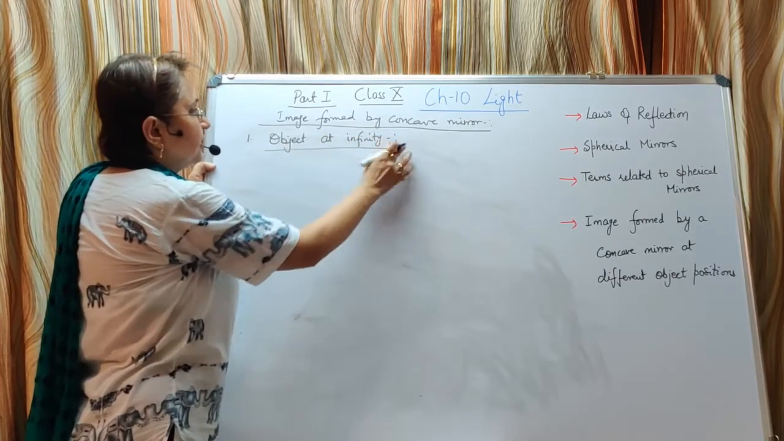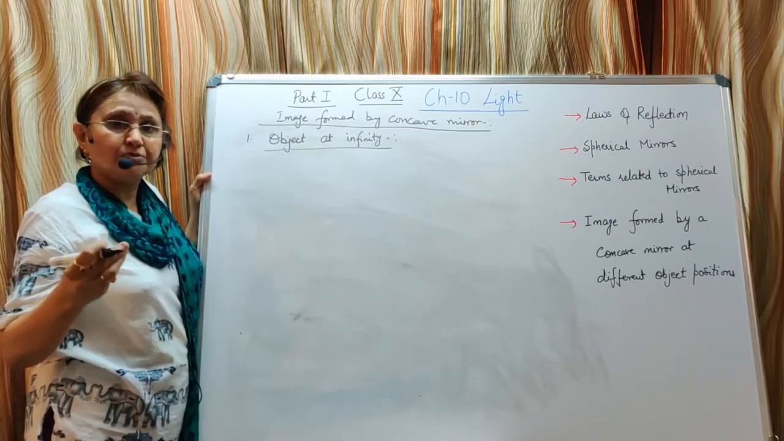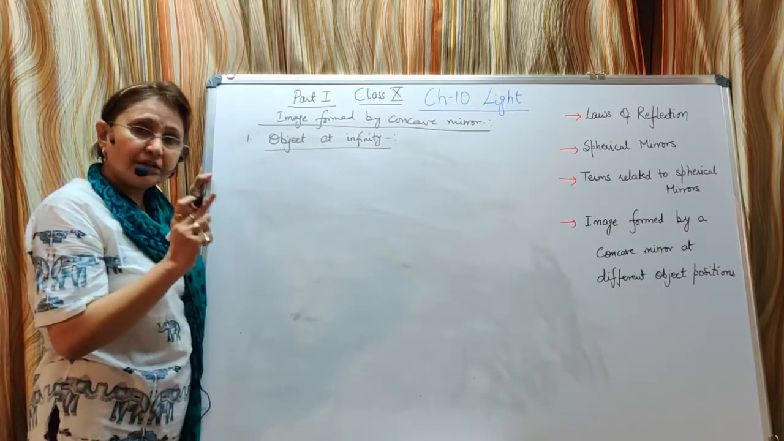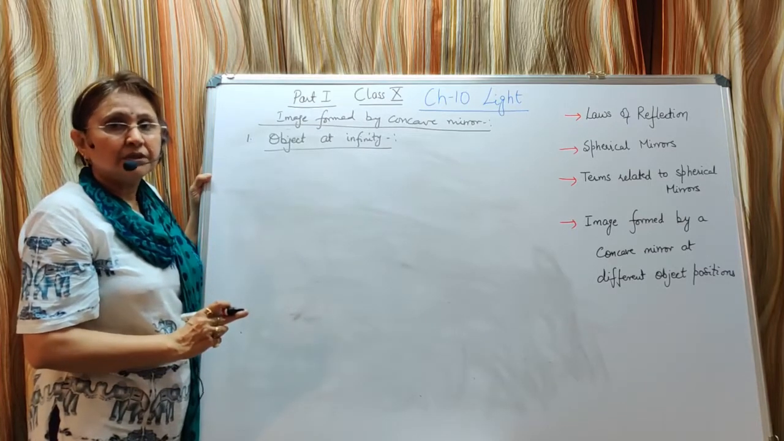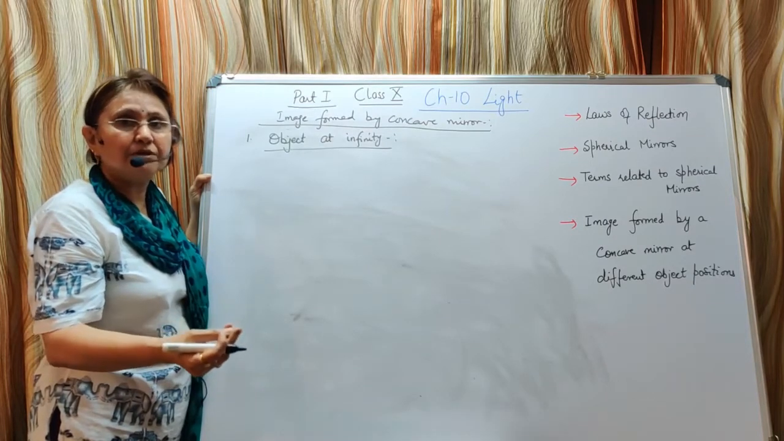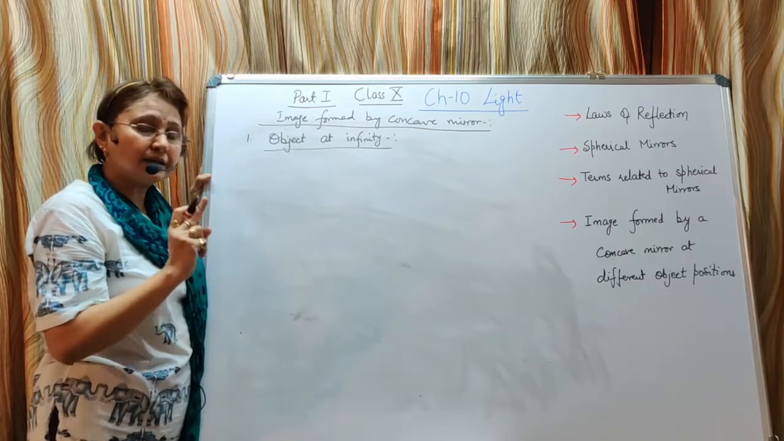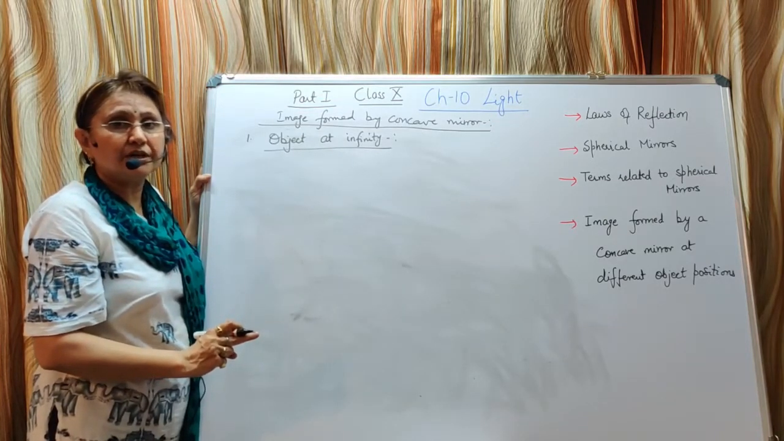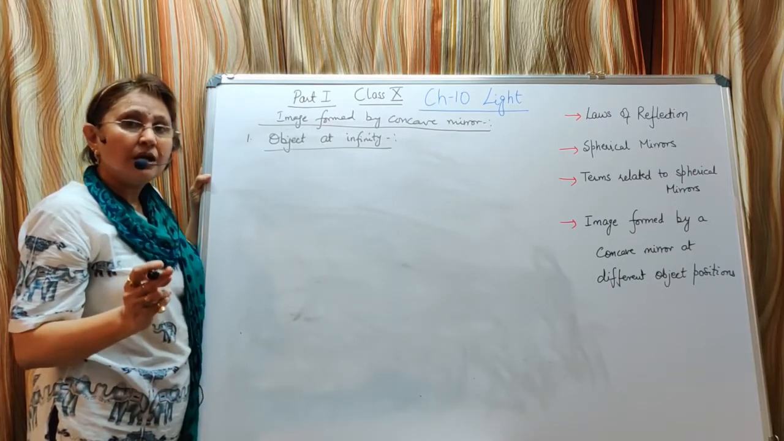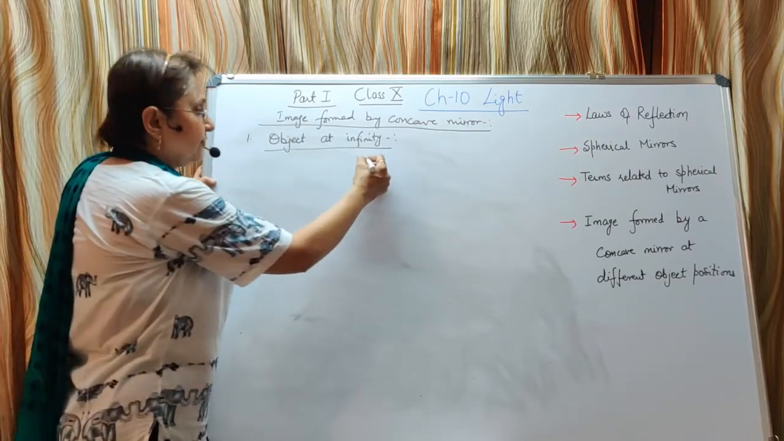Here we can draw a number of rays from the object and we'll reflect them based on these rules. Wherever these reflected rays meet, there the image will be formed. Either they will actually meet or they will appear to meet. When they actually meet, the image formed will be real, and real images are always inverted. And when they appear to meet, the image formed is virtual, and virtual images are always erect. So we'll place the object at infinity.